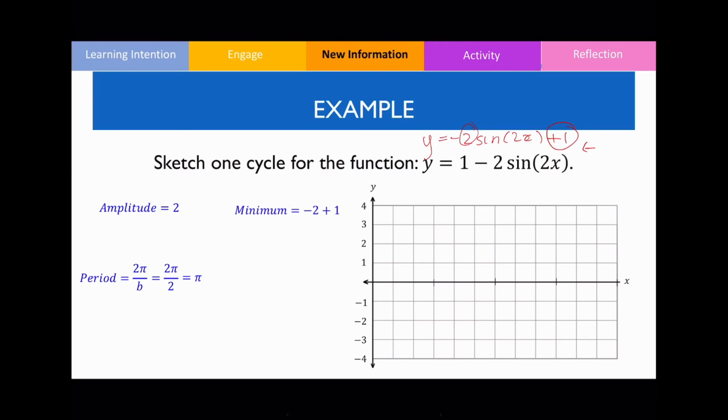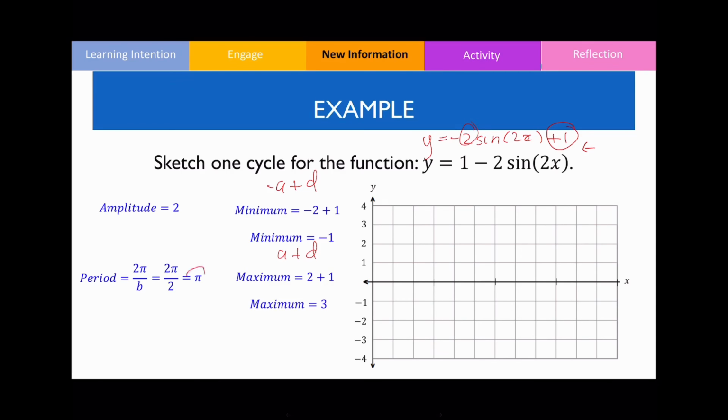Your minimum value is going to be different in the way that you calculate it. It's going to be, remember, negative a plus d. So that's how I got negative 2 plus 1, and therefore that's going to give me equal to negative 1. Your maximum value is found by going positive a plus d, so therefore 2 plus 1 is equal to 3. So that's the highest y value. Now that you found this out, we could therefore graph it.